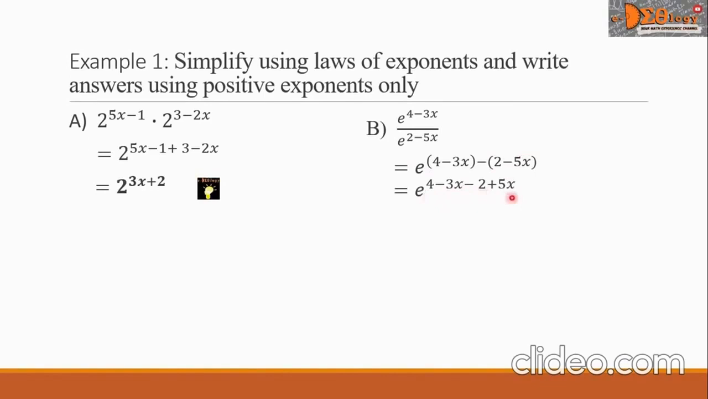And from here, we can combine similar terms. The 4 and the negative 2, we can combine together. It becomes 2, and the negative 3x plus 5x is positive 2x. So our final answer is e raised to 2 plus 2x.